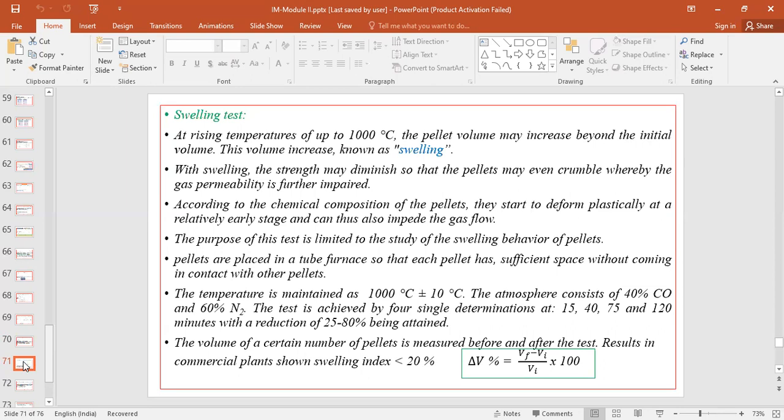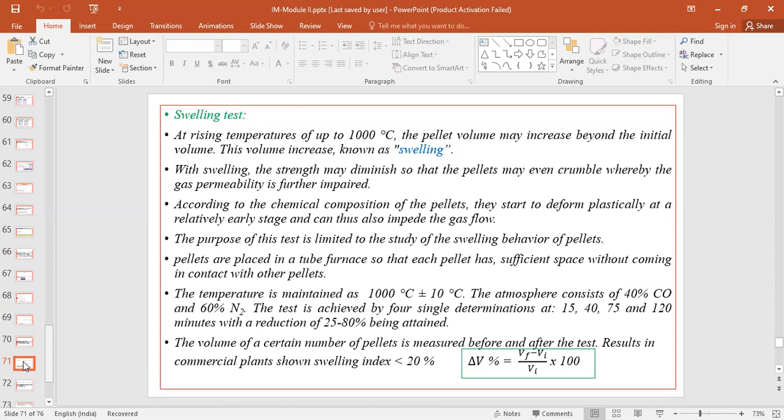So the purpose of this test is limited to the study of swelling behavior of the pellets. The procedure for this one is again, we are subjecting the pellets to a temperature of around 1000 degrees centigrade in an atmosphere of 40% CO and 60% N2. We are allowing these pellets to be subjected for different times, that is 15 minutes, 40 minutes, 70 minutes, and 120 minutes, with a reduction of around 25 to 80% being attained. And the volume of a certain number of pellets is measured before and after the test.